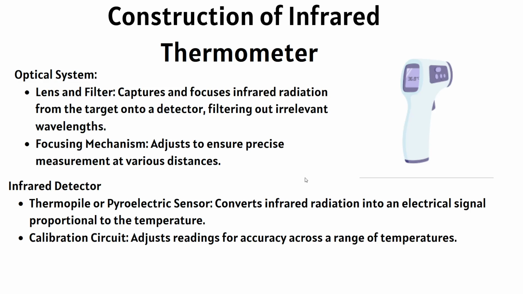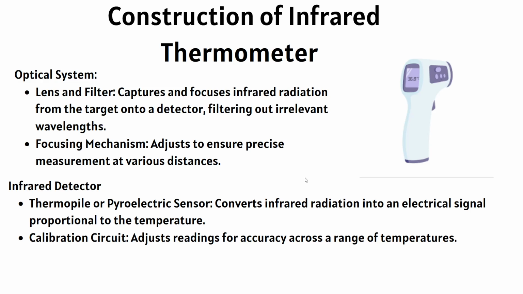Good evening everyone. Today I'll be explaining the construction of the infrared thermometer. It is divided into two major parts, that is the optical system and the infrared detector. Infrared thermometers are non-contact devices that measure temperature by detecting infrared radiation emitted by the object.